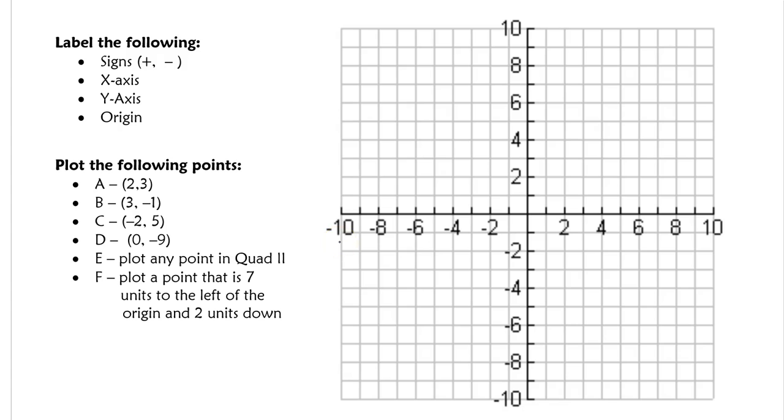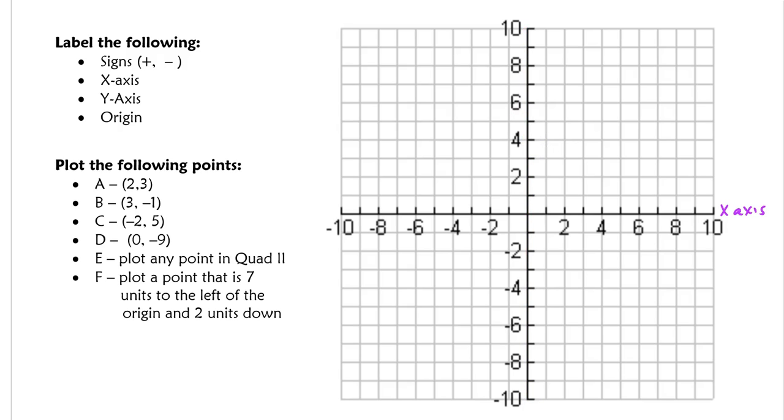So here I've got a 10 by 10 coordinate plane. It could be bigger or smaller, but this is a pretty standard size. We've got two axes, the x and the y axis, and the x-axis is the one that goes across like this, so I'm going to label that the x-axis off to the side right here. And the y-axis is the one that is vertical, it goes up and down.